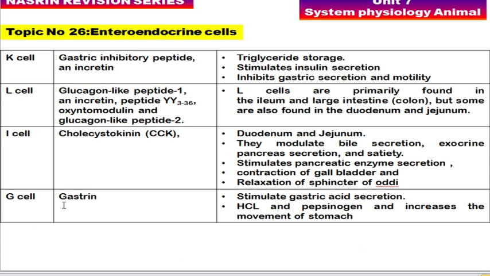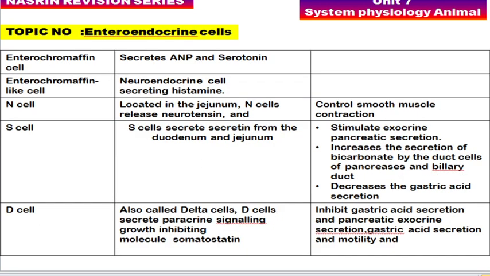Next, the G cell will be secreting gastrin. This gastrin will be stimulating gastric acid secretion, like your HCl, that is hydrochloric acid, and pepsinogen will be secreted, and it will be increasing the movement of the stomach. The G cell will increase the movement of the stomach, that is motility, whereas the K cell is inhibiting the motility. Next is the enterochromaffin cell, which will secrete atrial natriuretic peptide and serotonin. Next, enterochromaffin-like cells, which are neuroendocrine cells, will secrete the neurotransmitter histamine.